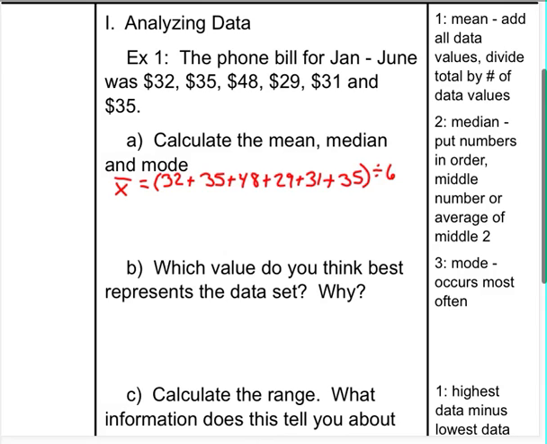So it's very important when you're looking at data that you make sure that your answer makes sense for the data set. So when I calculated this, I got a mean of $35. So you look at the data set and you're like, yeah, that kind of seems like typically what the bill was each month was around $35, give or take. Median, you're going to want to line up all of those data values in order.